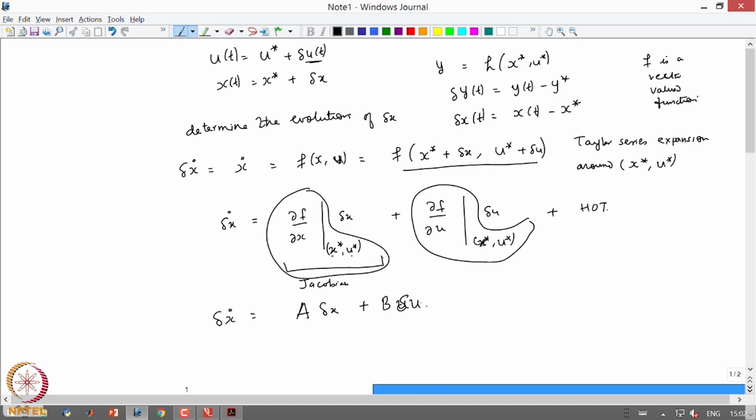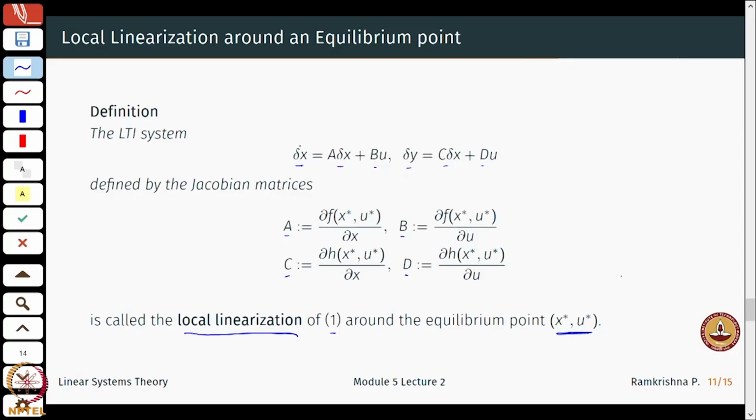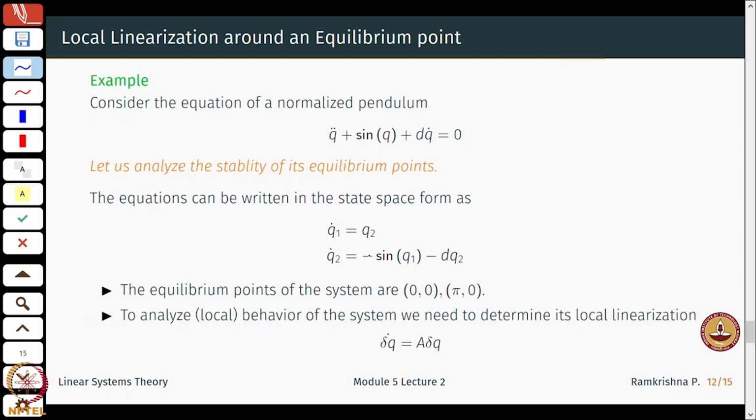Okay. Similarly, I can do this with the output equation, delta y of t was y of t minus y star, and I can do it very similarly and then find out what delta y is. I'll skip that little derivation. So, C would just be the partial of h with x, and D would be the partial of h with u, all evaluated at x star and u star.